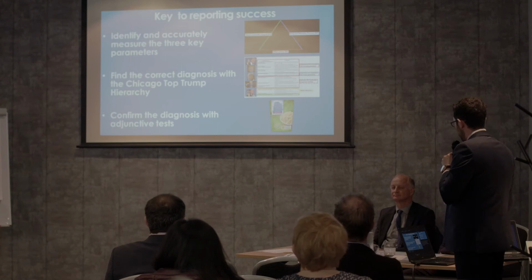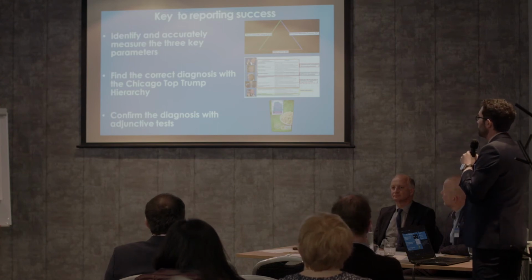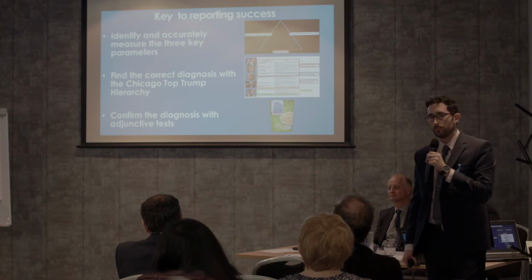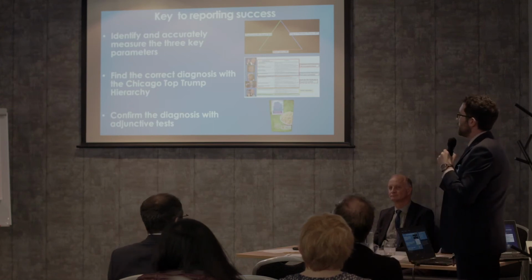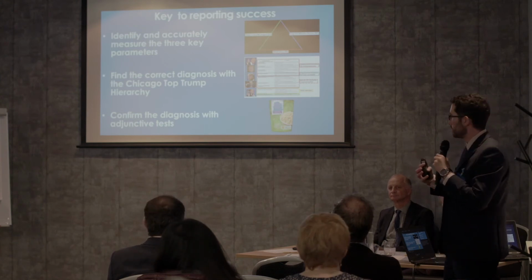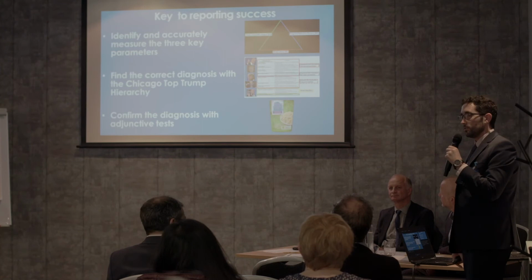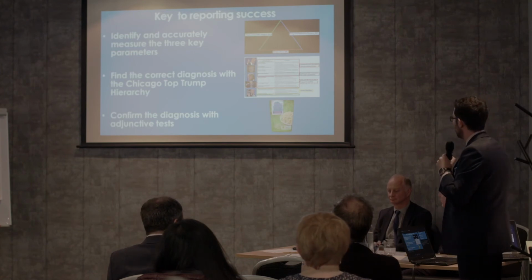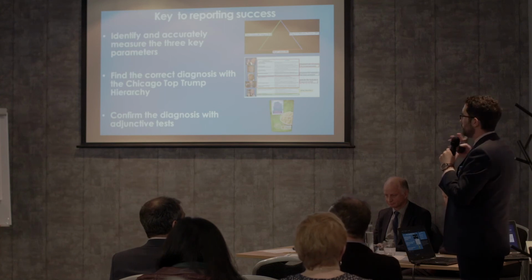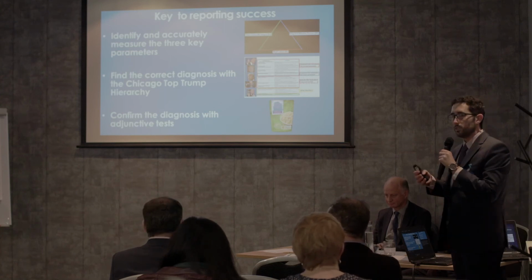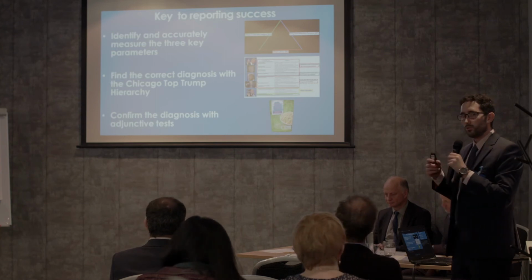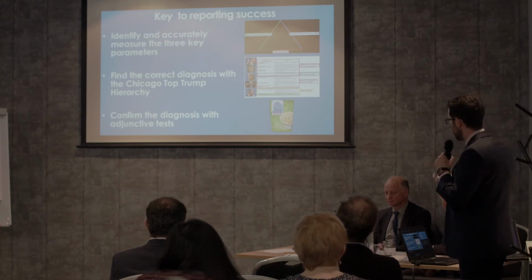So before I go over the case study, just to sort of recap, make sure you're identifying your 3 key parameters for all swallows. Make sure you're using the Chicago classification to get your diagnosis, and then confirm the diagnosis with the adjunctive tests. Hopefully, what I've shown is that if you use these 3 things, you can deal with the standard traces, but with just a few tweaks, I think you can also use it for the more difficult traces, and that's what we'll go through now.